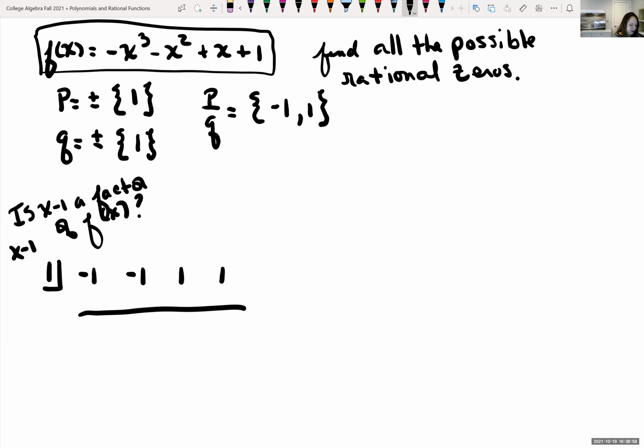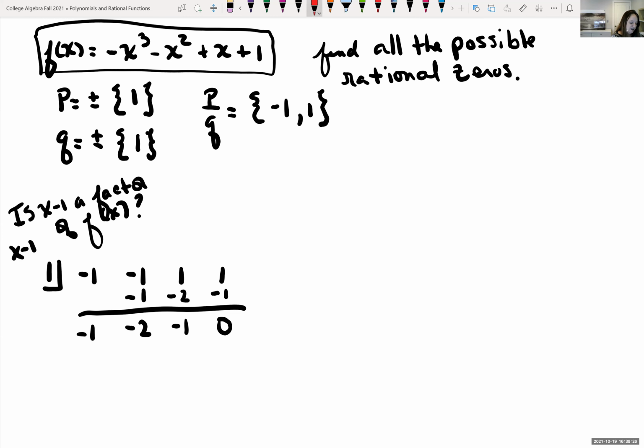Bring down our first number, -1, and then multiply it by our c value, which is 1. So 1 times -1 is -1. Sum this up. -1 plus -1 is -2. 1 times -2 is -2. Place it under the next number. 1 plus -2 is -1. And 1 times -1 is -1, which gives us 0.